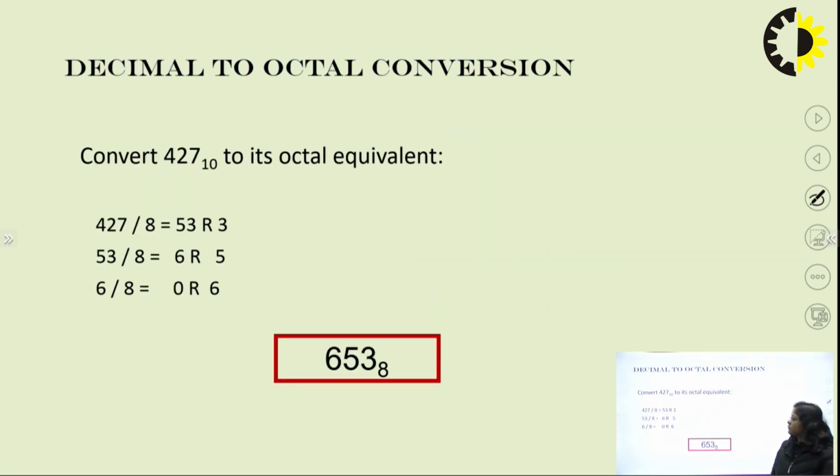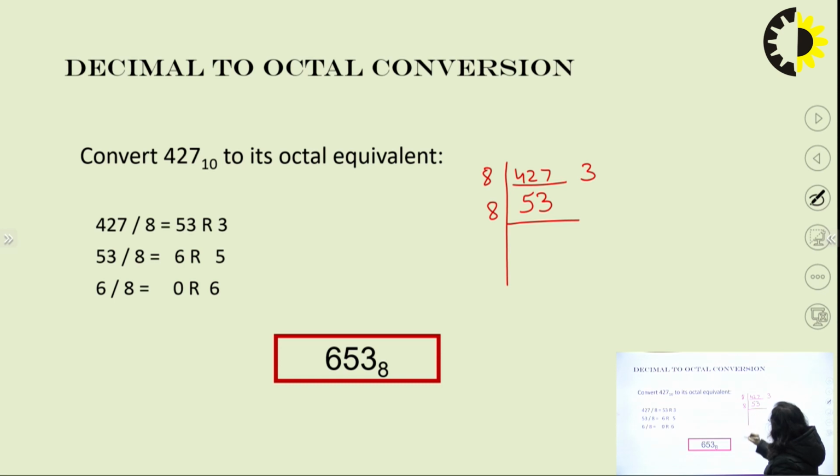Similarly, we can also convert 427 to its octal equivalent. Simply divide 427 by 8. 8 5s are 40, 2 7, that is 8, 3s are 24, and the remainder is 3. Then 8 5s are 40, 8 6s are 48, and the remainder is 5. So the result is 653 base 8.